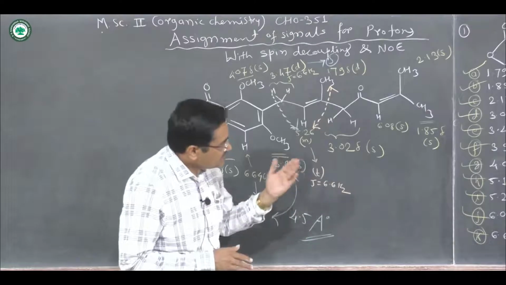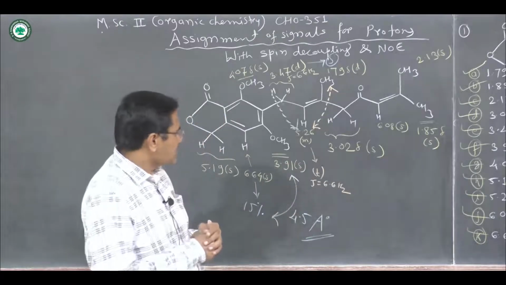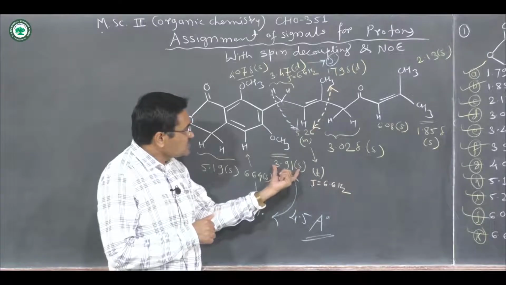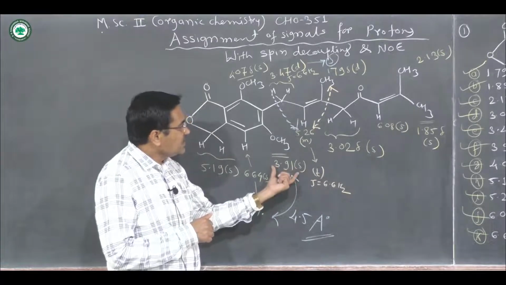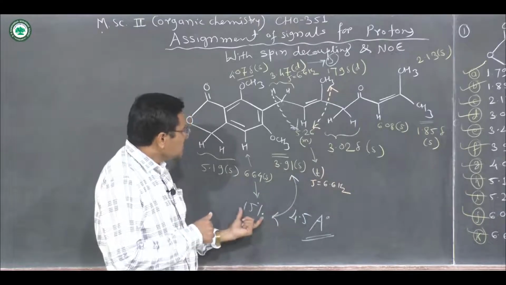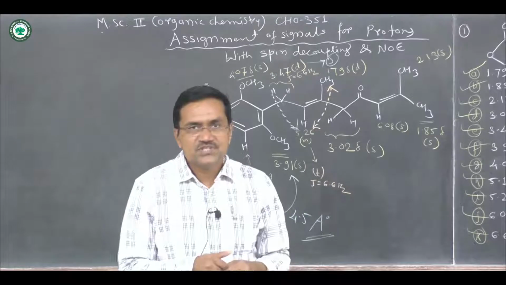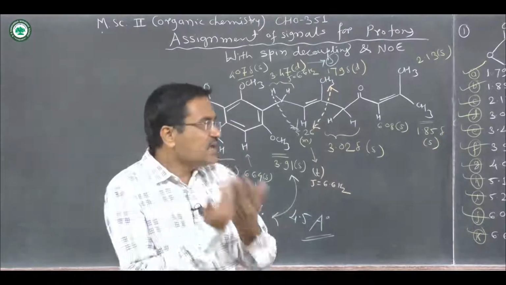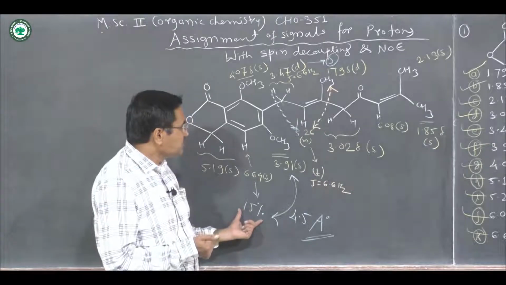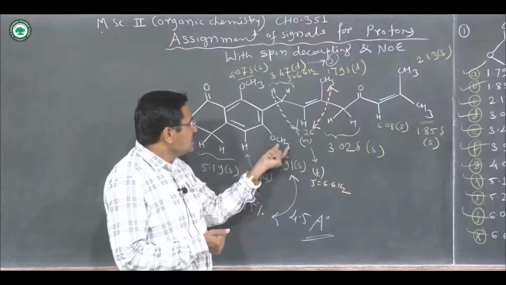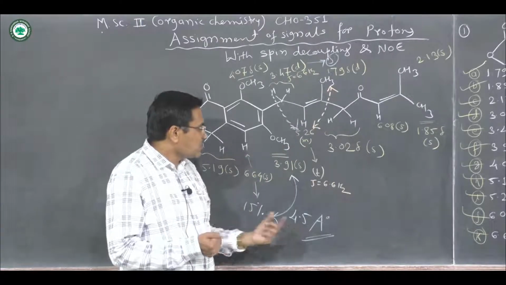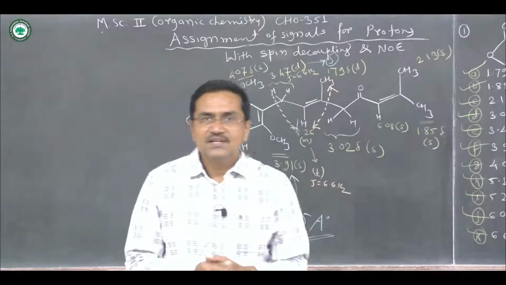Another experiment is the nuclear Overhauser experiment. When the 3.91 signal is double irradiated, the intensity of the 6.64 singlet is enhanced by 50%, because the distance between this CH3 and this proton is less than 4.5 angstrom. Okay, thank you.